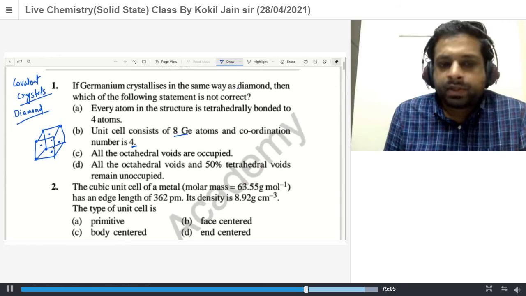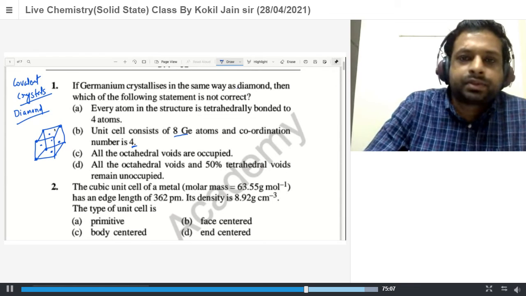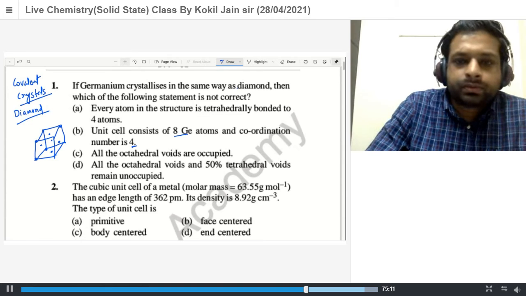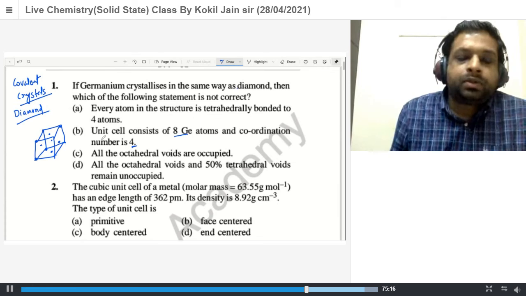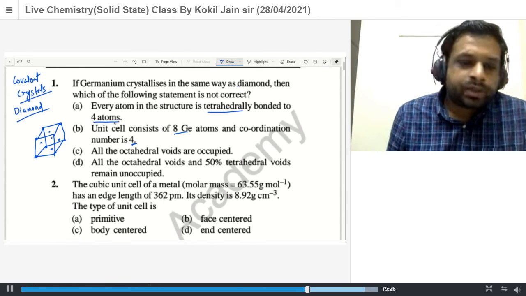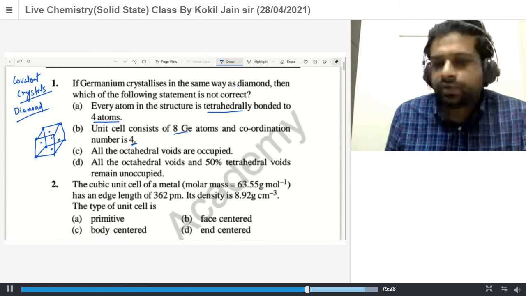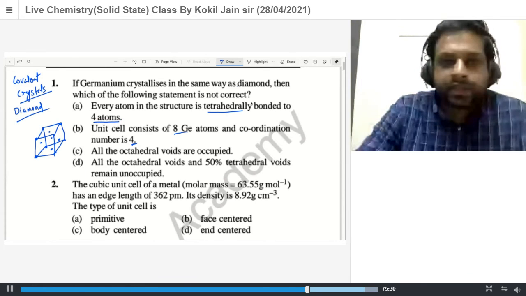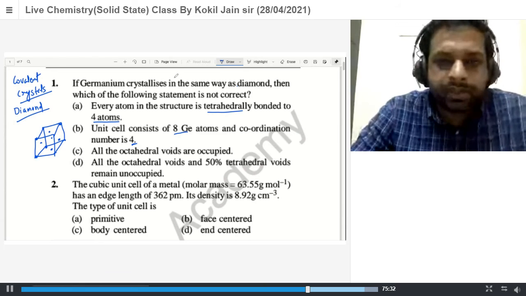Okay, now, listening, Arman, Bindu? Yes. Now, what happens here is every atom in the structure is tetrahedrally bonded to four atoms. Now, how this forms is, I'll show you that structure again here.